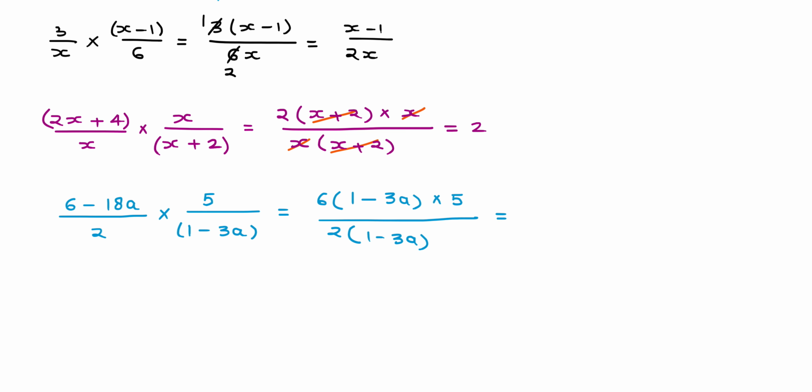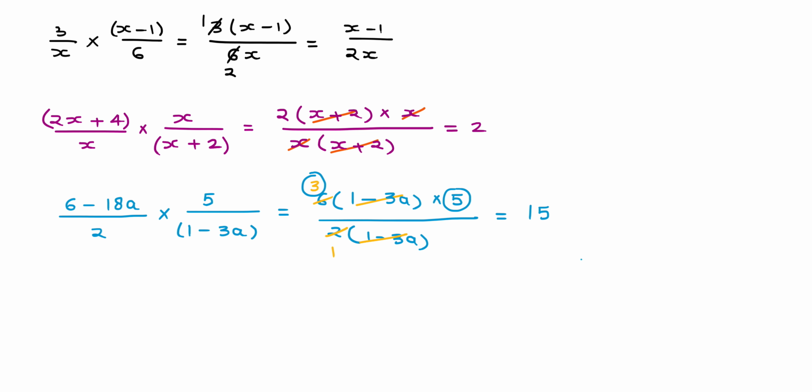Now you can see that this 1 minus 3a and this 1 minus 3a are the same term, so they can be cancelled out. This 2 and 6 both come in the times table of 2. So 2 times 1 is 2, 2 times 3 is 6. So your answer will be 5 times 3, 15. Everything else is cancelled out. So the answer is 5 times 3, which is 15. Make sure you don't make any silly mistakes there.